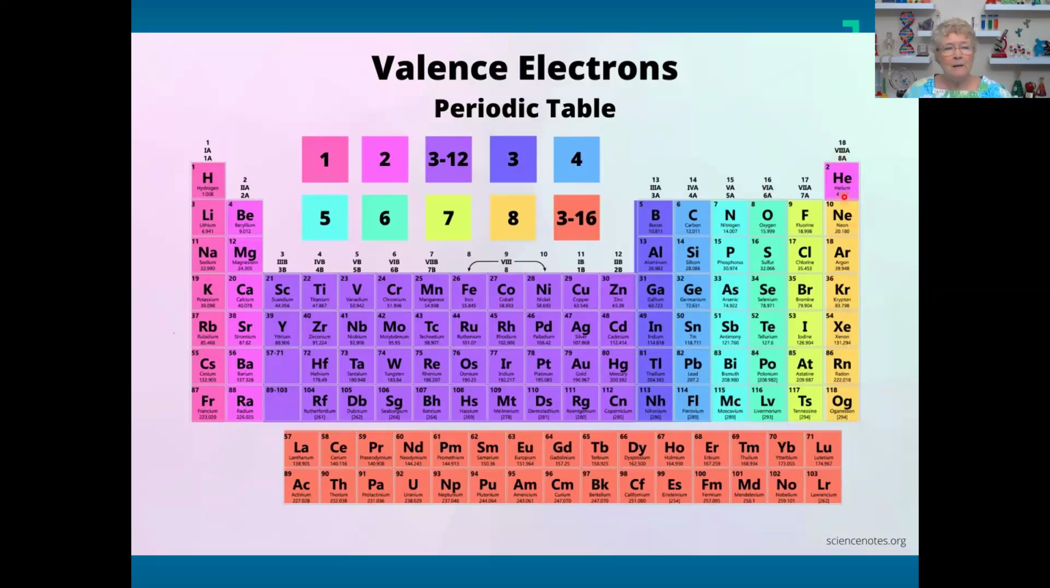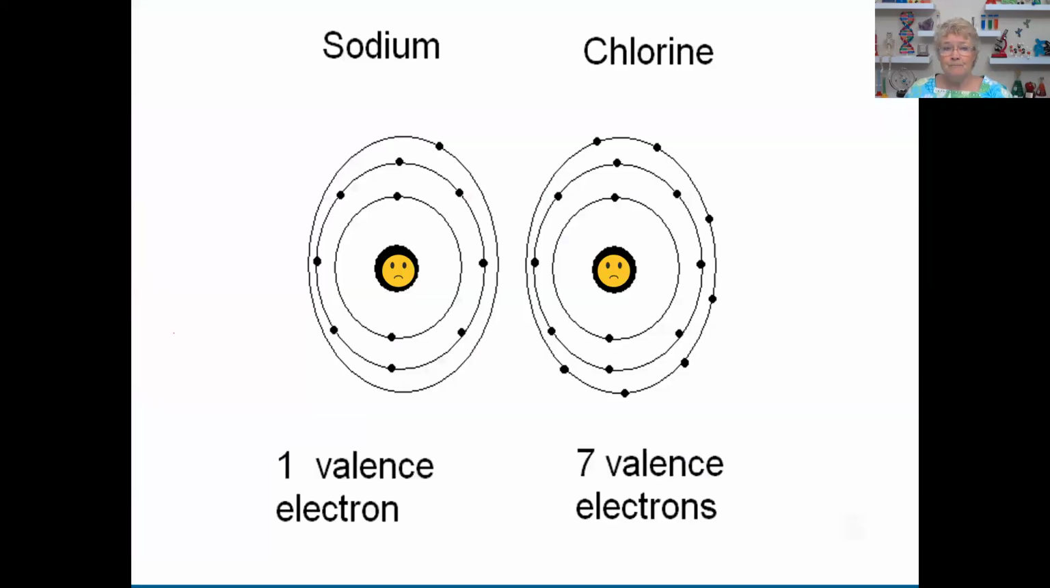All except for helium. Helium's already happy. It has 2, but its outer shell is full because it only has 2 electrons. So it's happy. So all the other noble gases, neon, argon, all the way down, they all already have 8. They're happy atoms. They don't need to give any away. They don't need to get any. They have the 8 that they need.